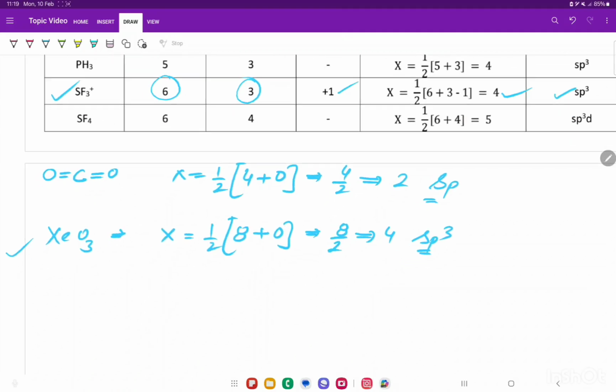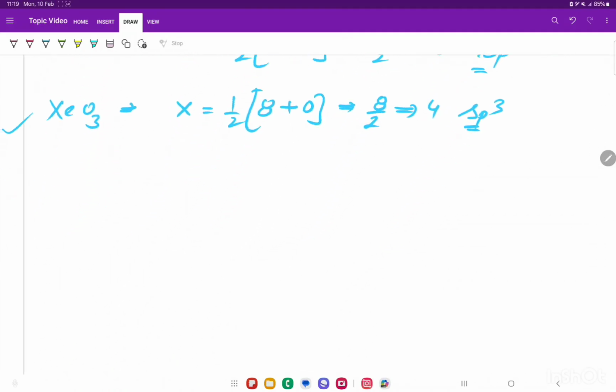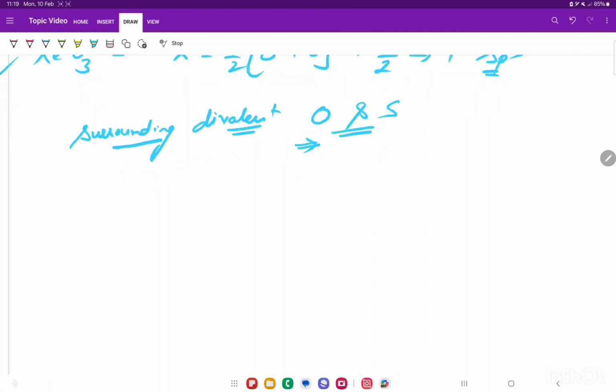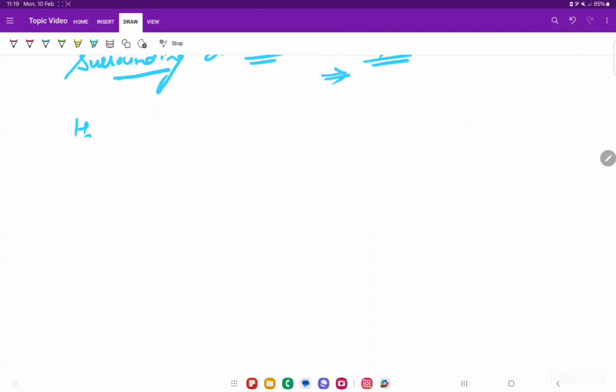One thing you should note here is, if the surrounding atom is divalent, divalent are which? Divalent are oxygen and sulfur. Then you will not count them in the formula of x, you will take them as 0. But these should be surrounding atoms, not the central atom. Got it? For example, in H2O and H2S, they are not surrounding, they are central atoms.